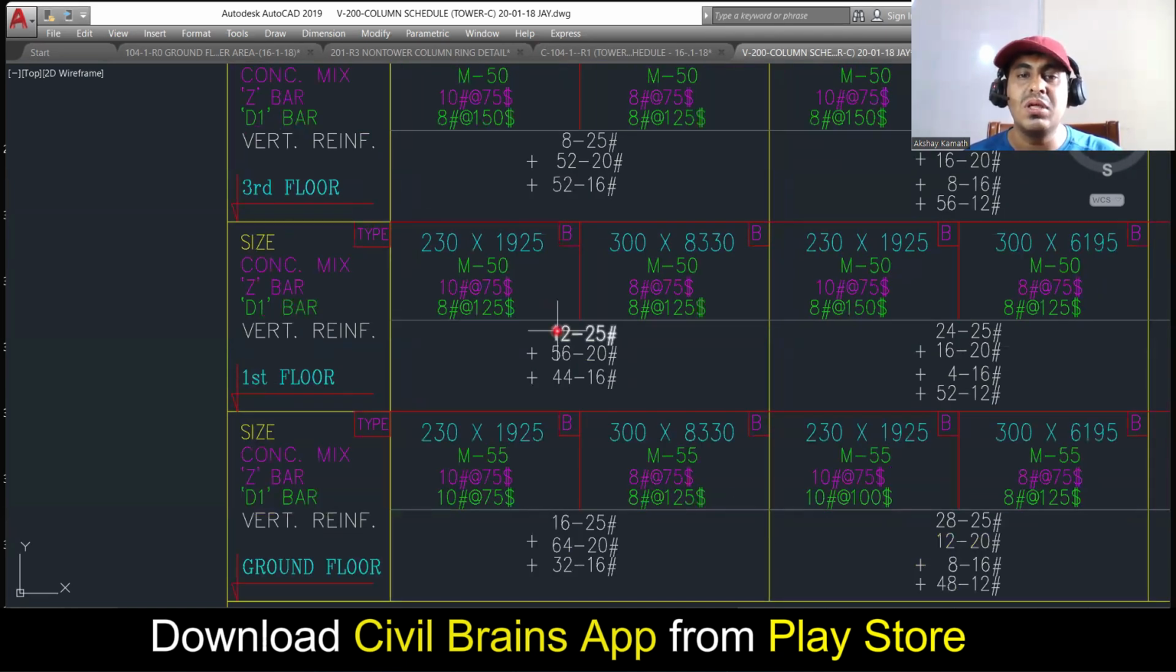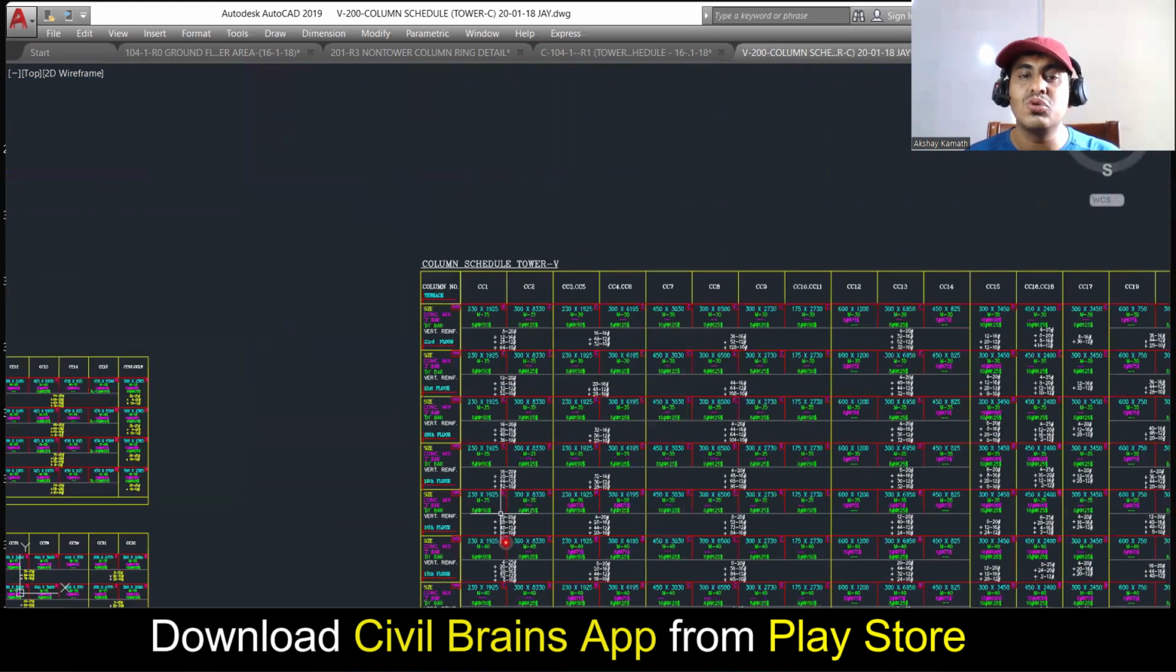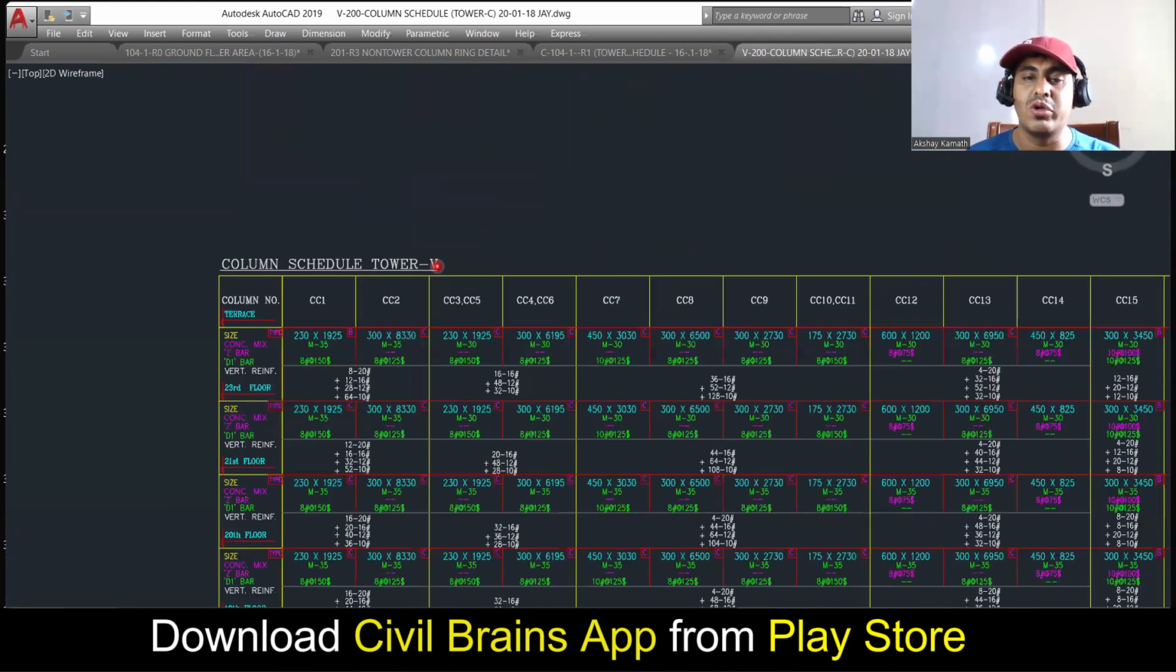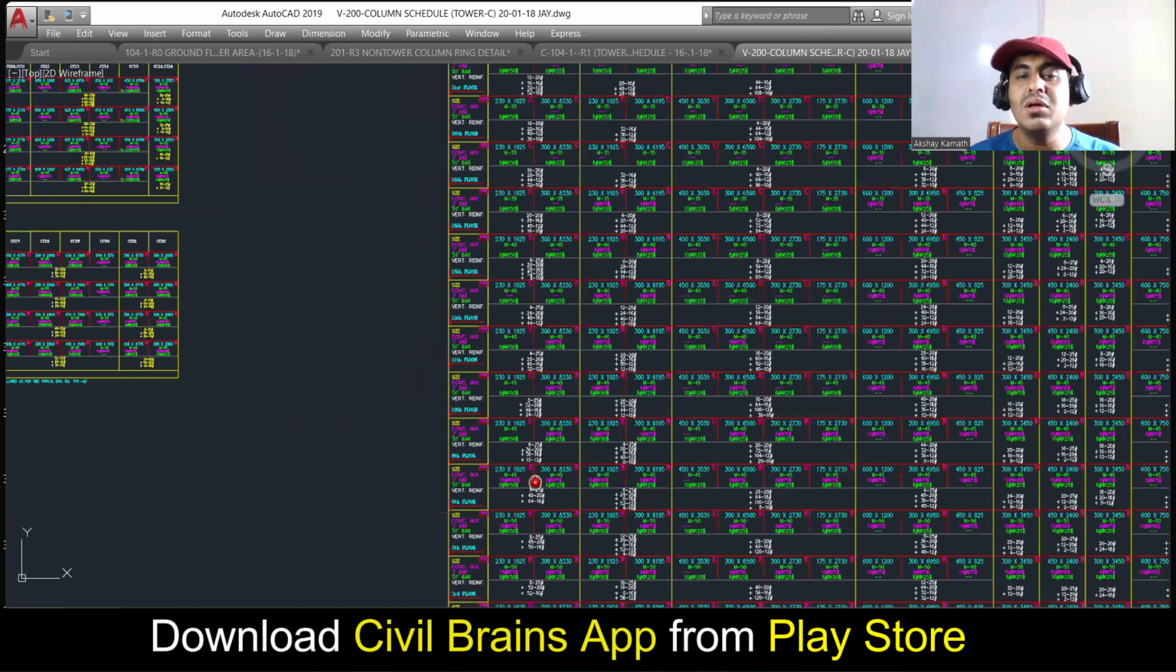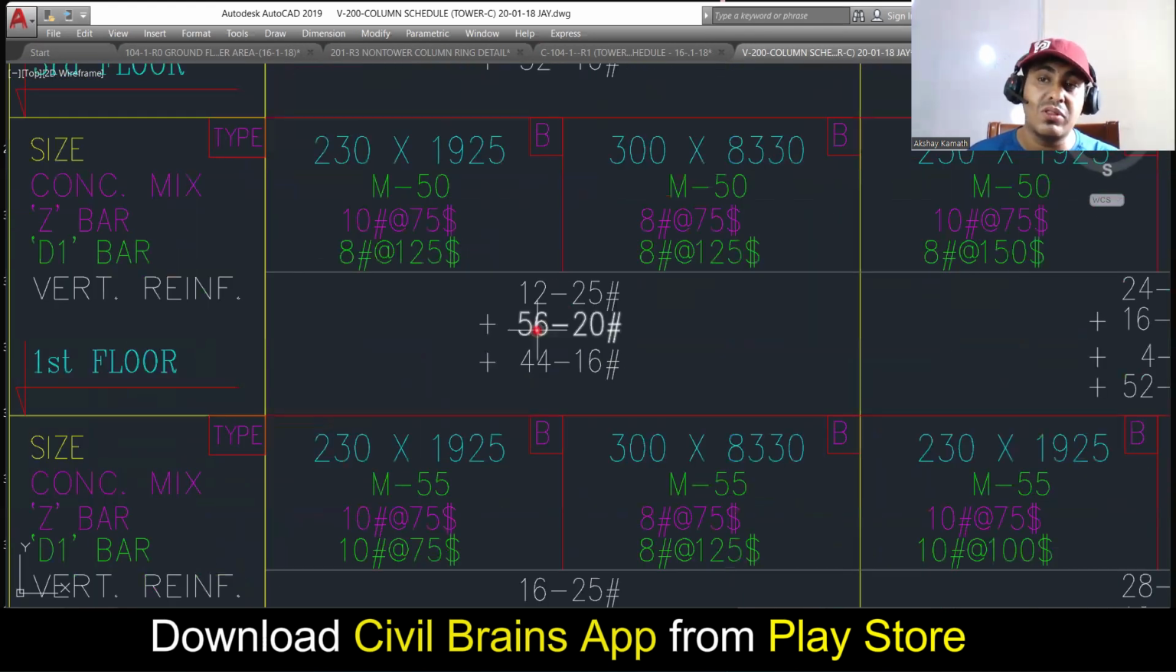This is first floor. See, this is a high-rise building. In high-rise building, I mentioned there are different towers. Right now I'm showing you for the tower 5. This is the tower 5 drawing. Again, see here, you're supposed to provide 25 diameter, 12 number of bar, 20 diameter, 56 number of bar, 16 diameter, 44 number of bar.